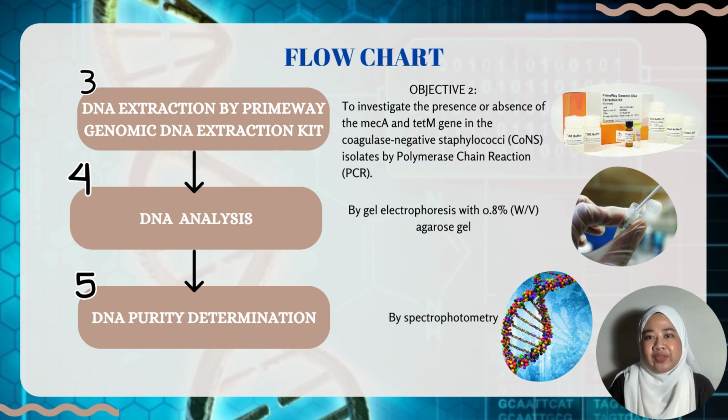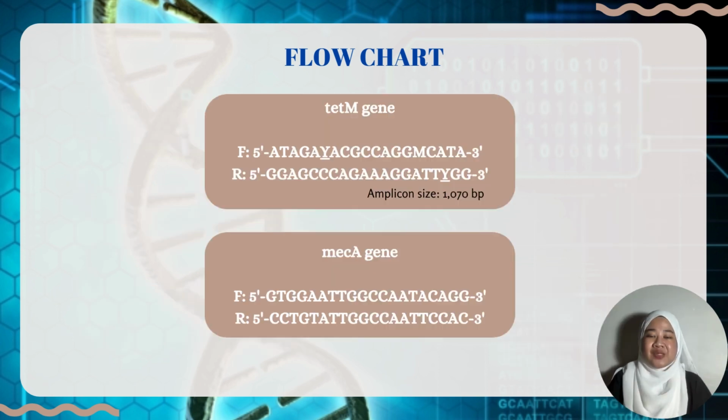So it starts with the DNA extraction and all the appropriate molecular techniques that follow, in order for us to get the amplification of TET-M and also MAC-A gene using the primers that will be shown in the table on the next slides, and also the expected size of the band. Based on this table, the TET-M gene forward and reverse sequence with the amplicon size 1070, and the MAC-A gene forward and reverse sequence may be involved in these steps to achieve objective 2.